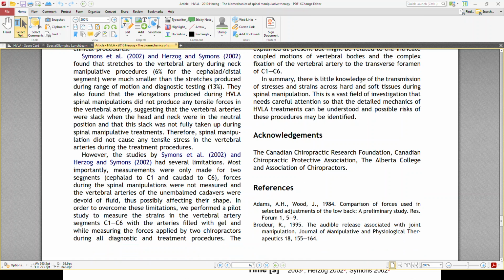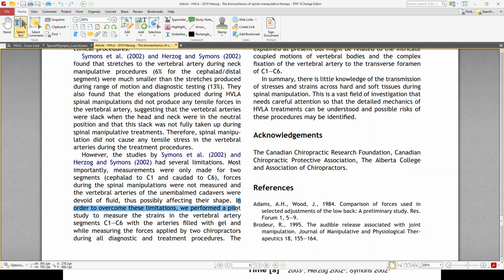And then they mention down here that a limitation of these historical studies was the fact that the forces during the spinal manipulations were not measured. The significance of the external forces not being measured is that you can make the argument that perhaps these manipulative techniques performed on the cadavers were not comparable to spinal manipulation performed on live individuals.